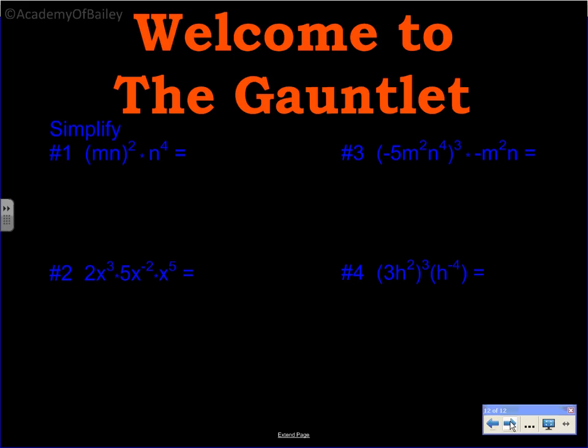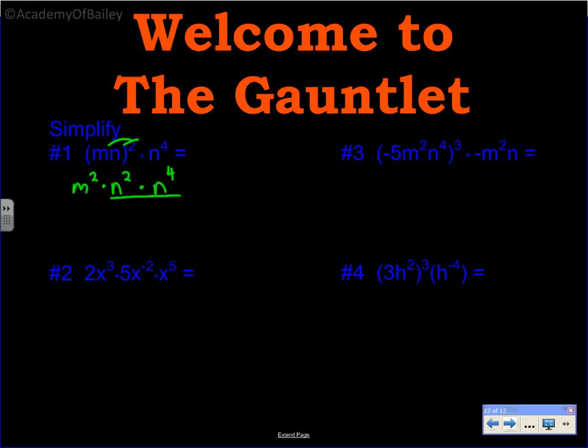Okay, let's look at the first one here. The first one that says mn squared. I know both of those have a power of 1, so if I say 1 times 2, I'm going to get m squared times n squared times, and then I drop down n to the 4th.